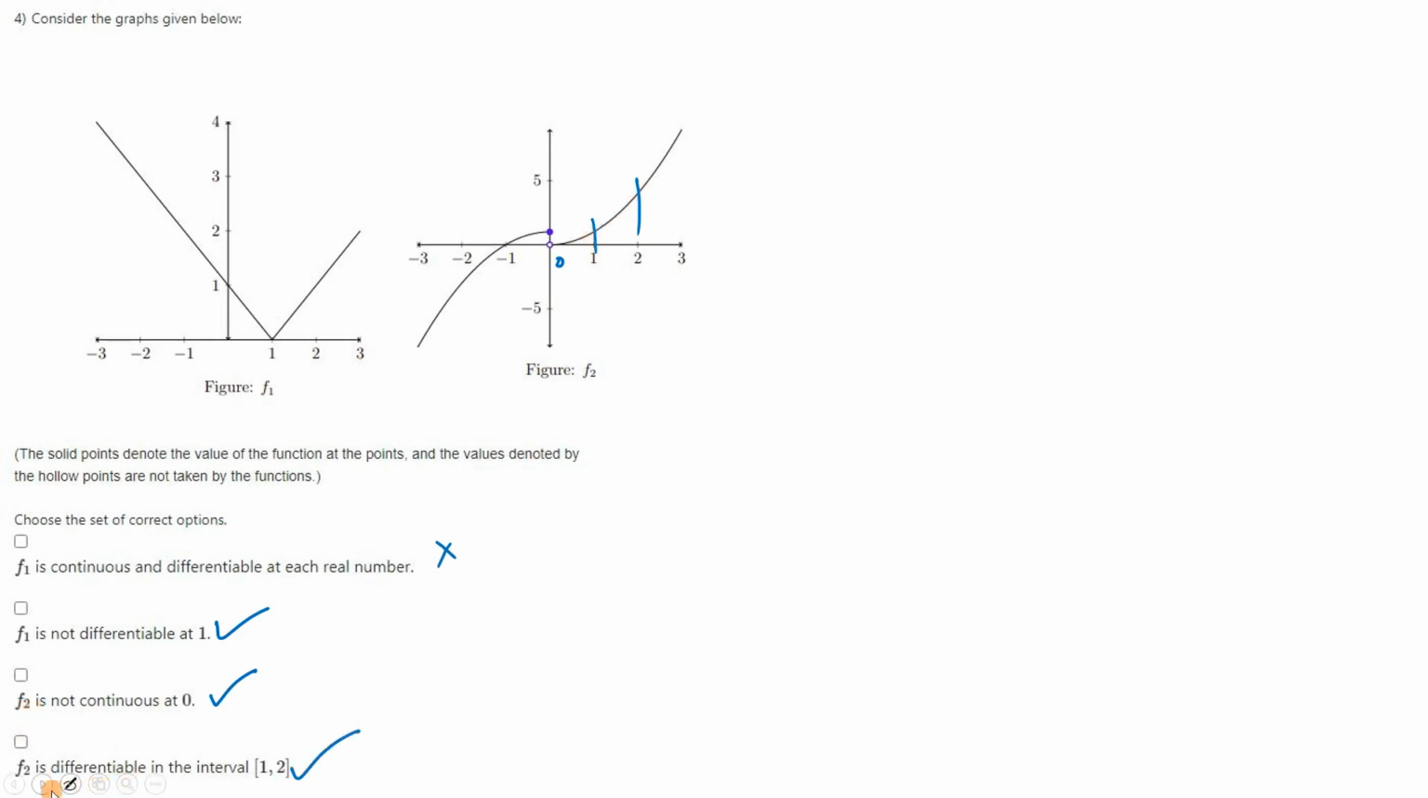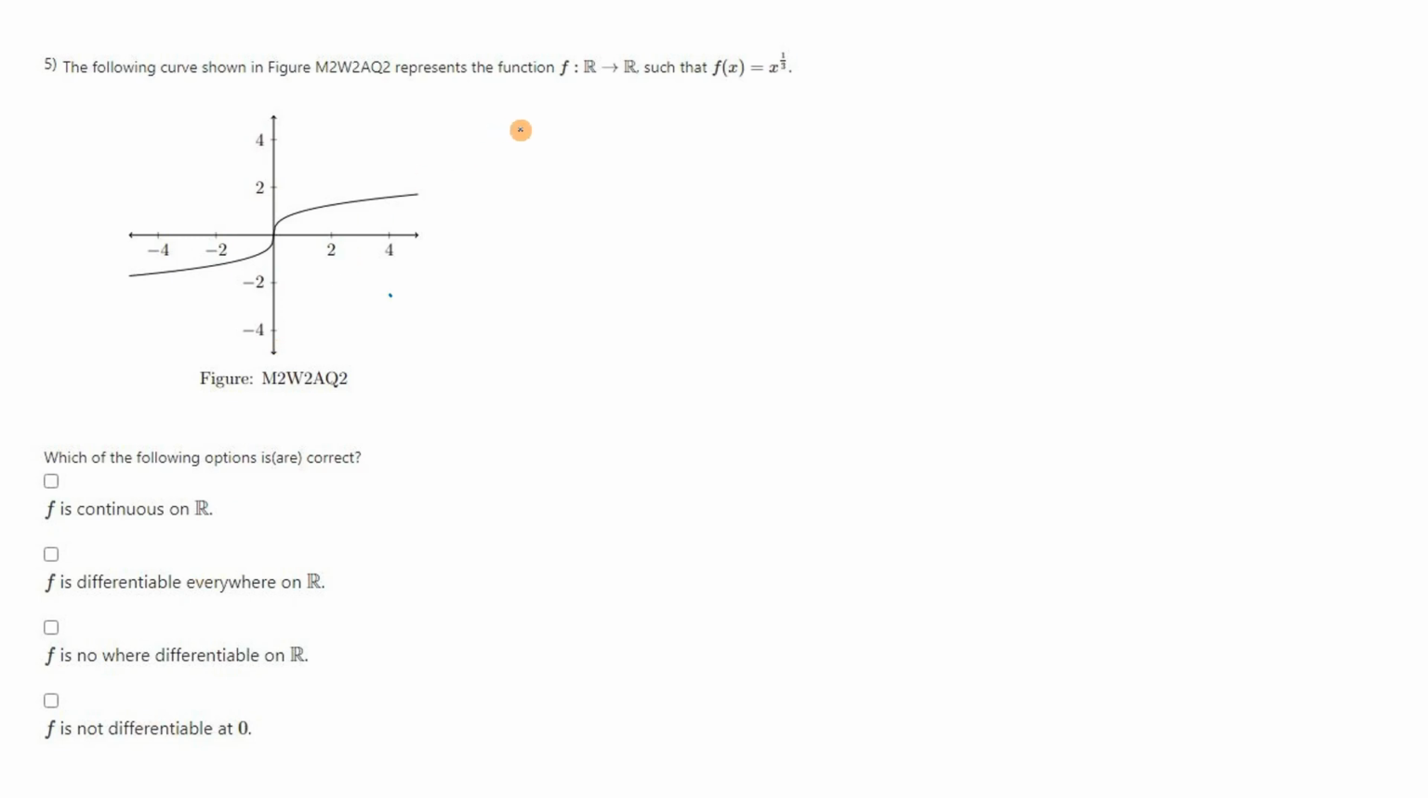Moving on, the function is x cube, sorry, cube root of x, right? It is continuous on R. So for every value of x, we will have some value of y. So the first option is true. What about the second one? f is differentiable everywhere on R. So at every point there is a smooth curve, right? So at every point we can differentiate.